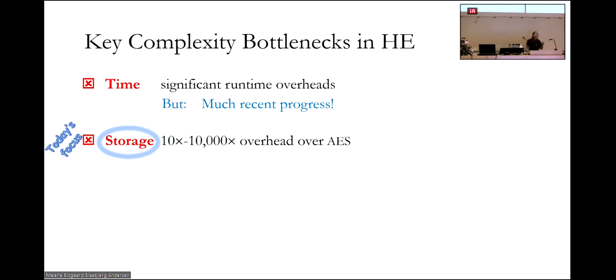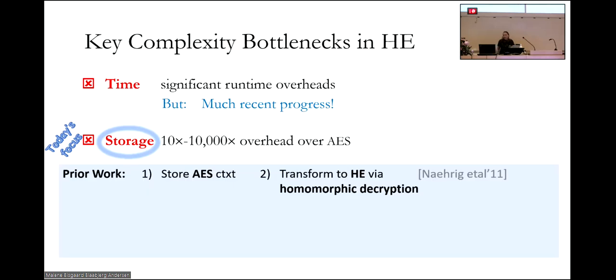Okay? And of course, if I want to deploy it in production, I need it to be relatively fast, yes? Like reasonably fast. Machine learning works on millions of data points, so I cannot have a big overhead in time. So one approach that was taken since 2011 is to actually store AES encrypted data and transform it by homomorphically evaluating the decryption circuit to ciphertext under homomorphic encryption.